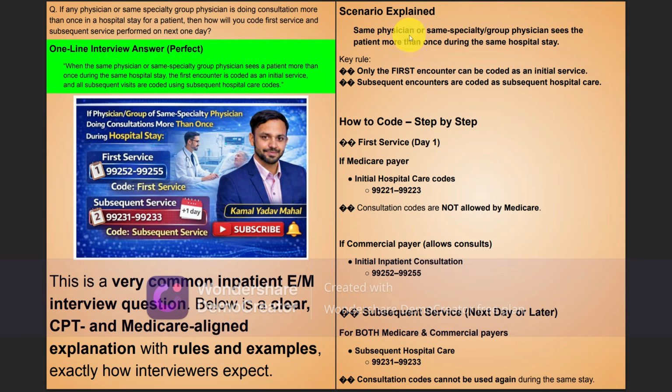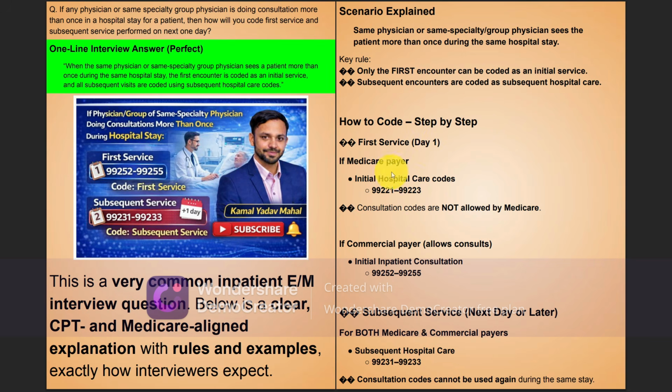Scenario is given: same specialty group physicians see the patient more than once during the same hospital stay. Key rule: only the first encounter can be coded as an initial, subsequent encounters are coded as subsequent care. How to code this step by step? We'll learn that. First service: one day.